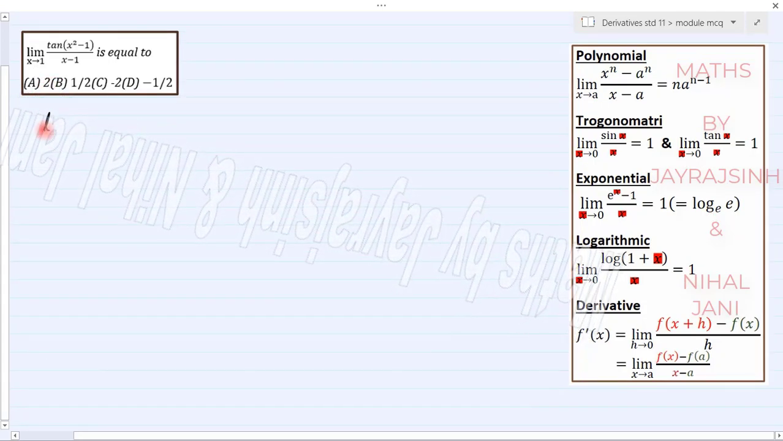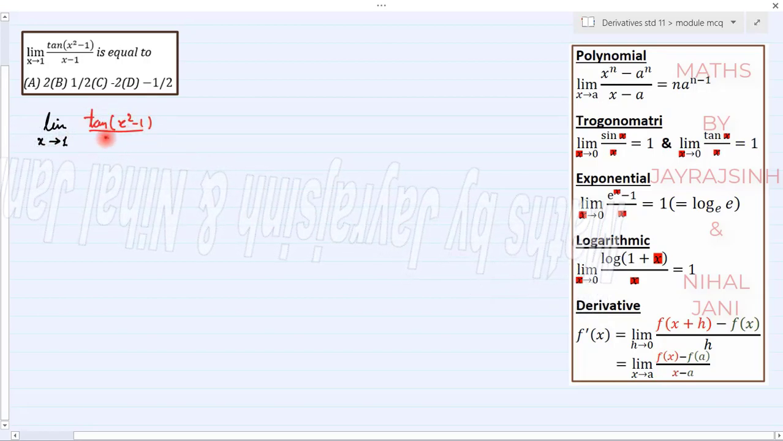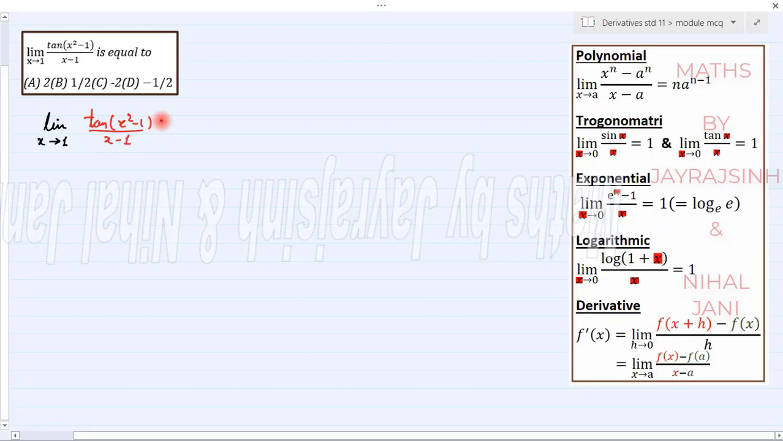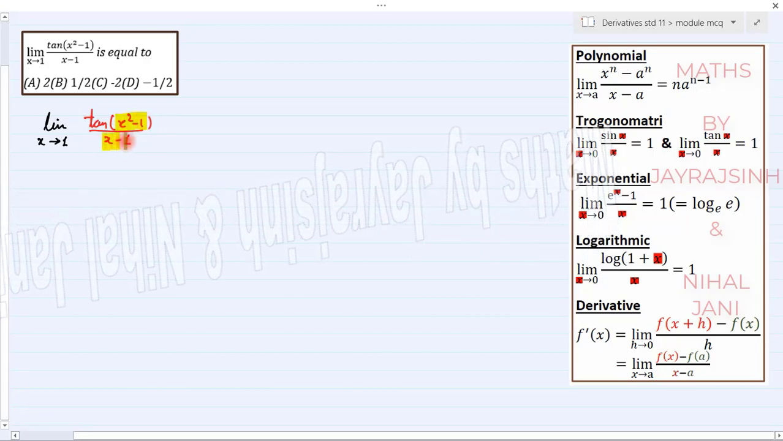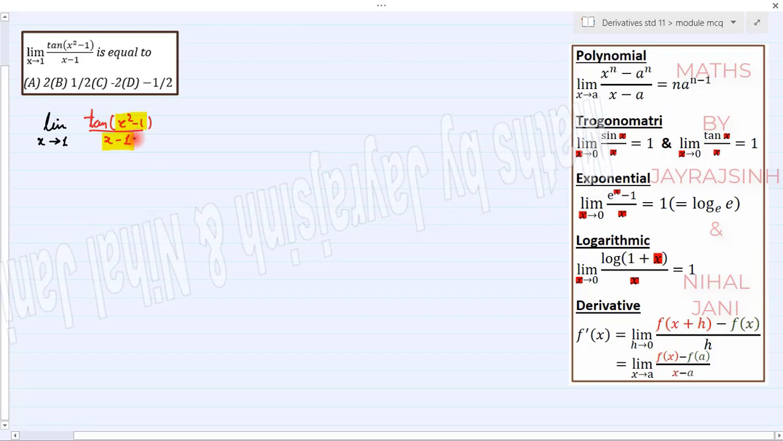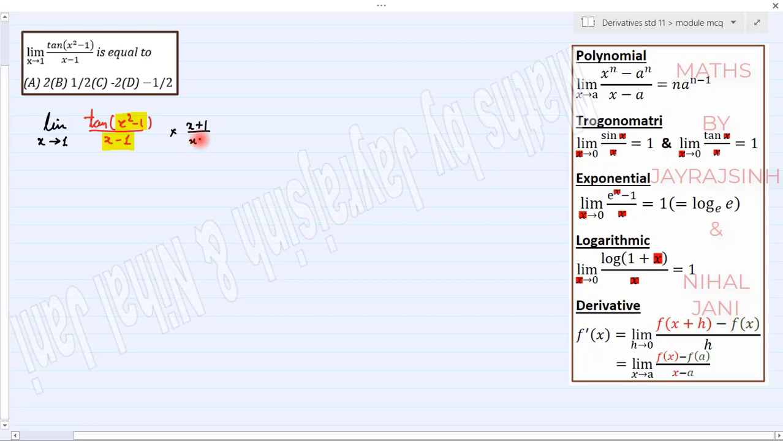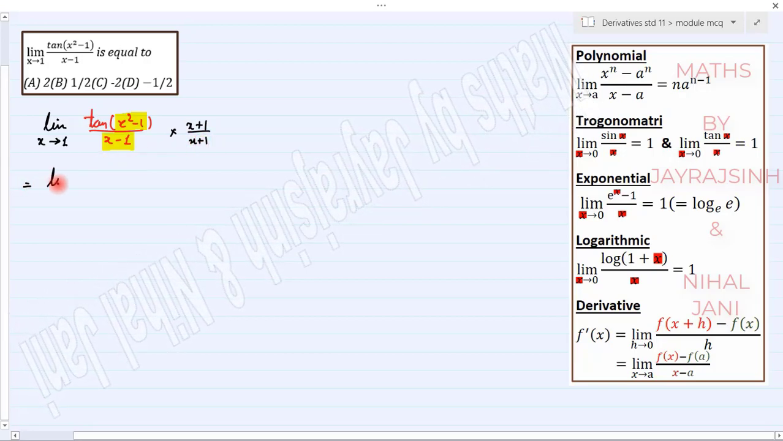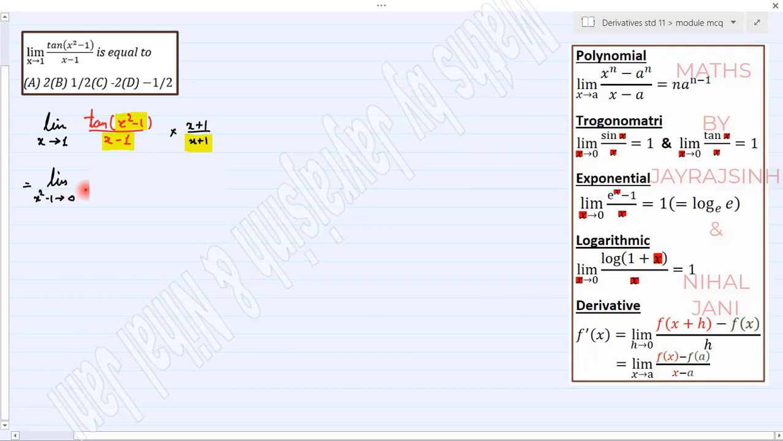In this question, we have limit x tends to 1, tan of (x square minus 1) upon x minus 1. Now, this is a question of trigonometry, so we need tan theta upon theta. To get x square minus 1 within the denominator, let's multiply and divide by x plus 1. If limit x tends to 1, we can say x square minus 1 will tend to 0.